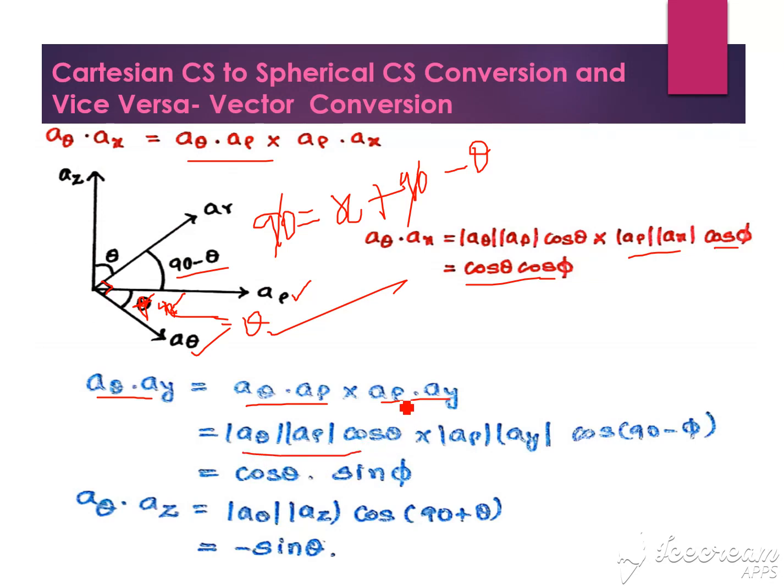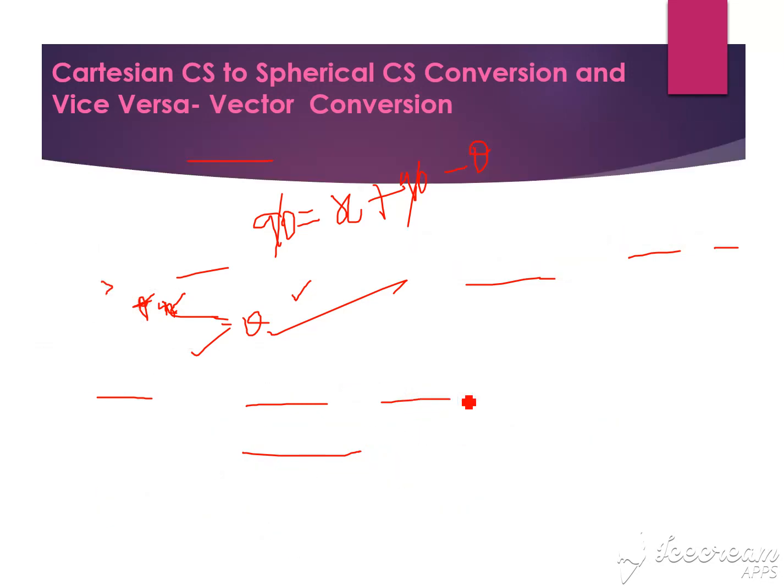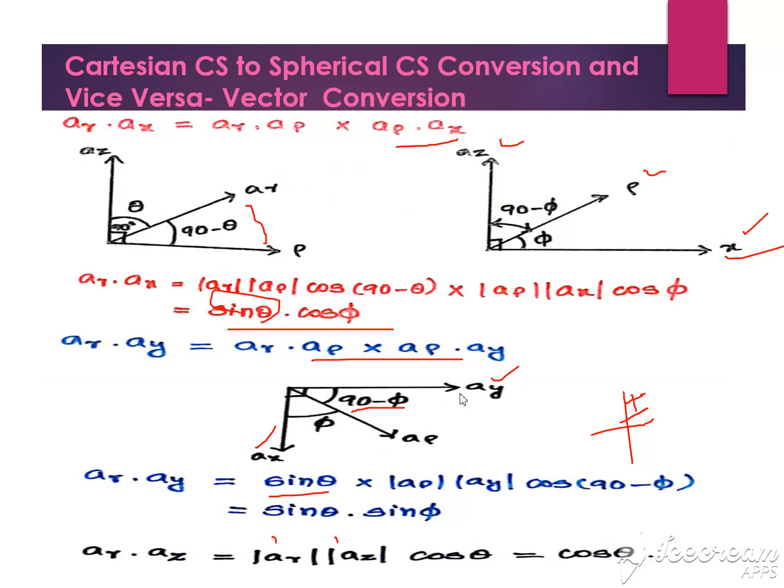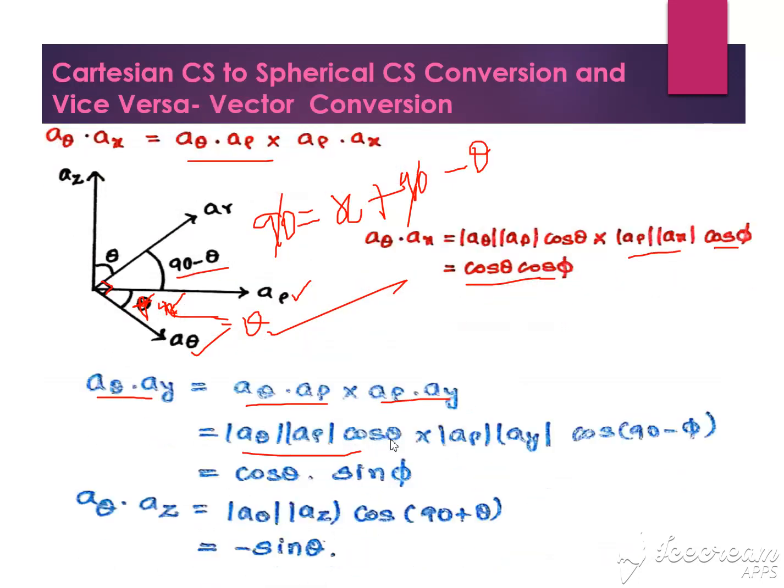Similarly, what is the angle between a rho and ay? In the previous case we have discussed a rho and ay is 90 minus phi. So here also we can use the same 90 minus phi. While solving this we get sin phi.